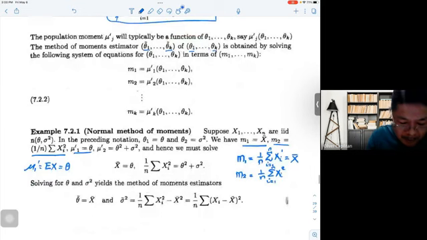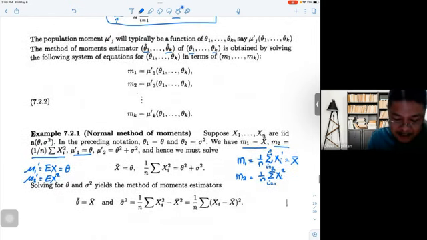What about mu sub 2 prime? That's the expectation of x squared. According to our definition, it is equal to the variance of x plus the square of the mean of x. So what is the variance of x? Sigma square. What is the square of the mean of x? Theta square. So we equate.